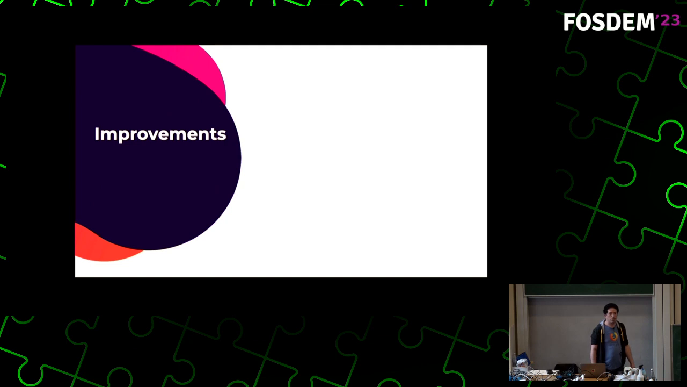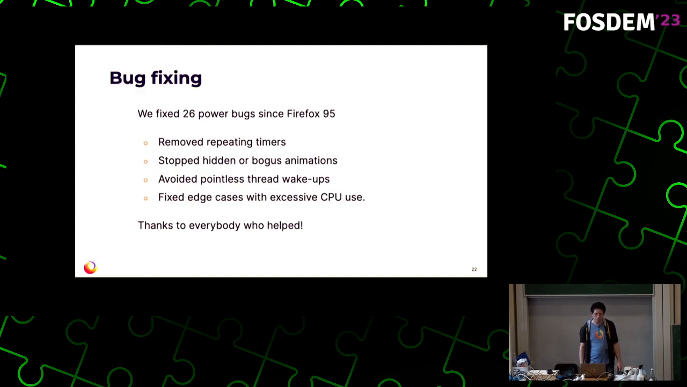And the last section of this presentation will be about improvements, what we have done to reduce power use, and what we can still do. We fixed many bugs. When I wrote the slide, it was 26 bugs that we fixed only with the intent of reducing power use. But if I wrote the slide today, it would be 27, because one was fixed overnight. The bugs go in various categories.